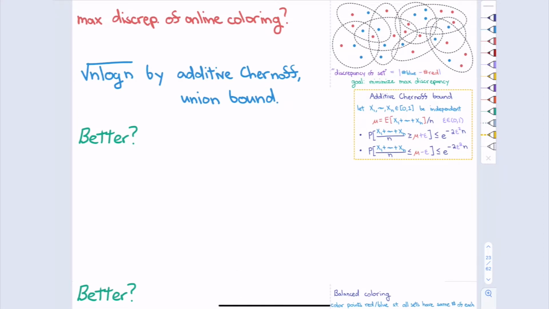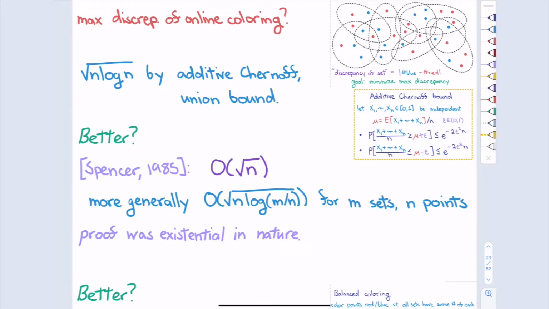That's where this result by Joel Spencer in 1985 comes in, who showed that you can actually get discrepancy square root n. More generally, if you had m sets and n points where m is bigger than n, you would get square root n log m over n. When m is equal to n, that of course disappears. But this was a totally mathematical paper, and the proof was existential in nature. There was no algorithm to find such a coloring. So that left open this big problem.